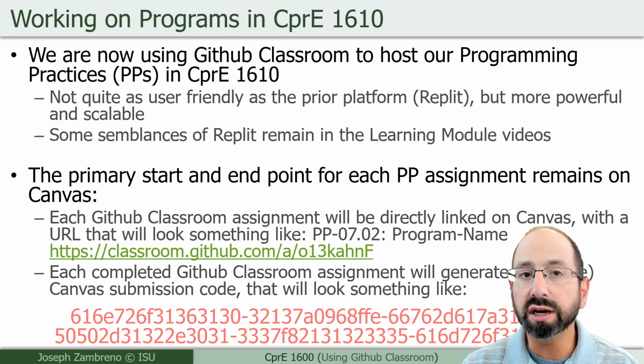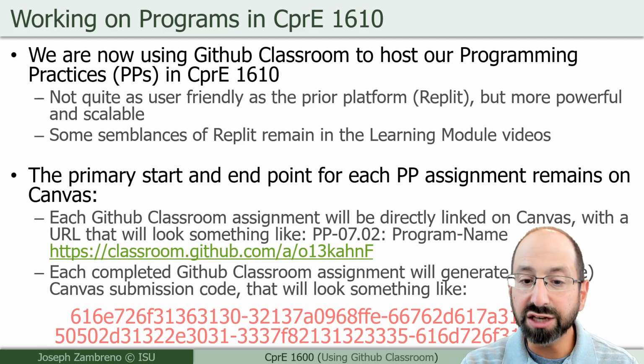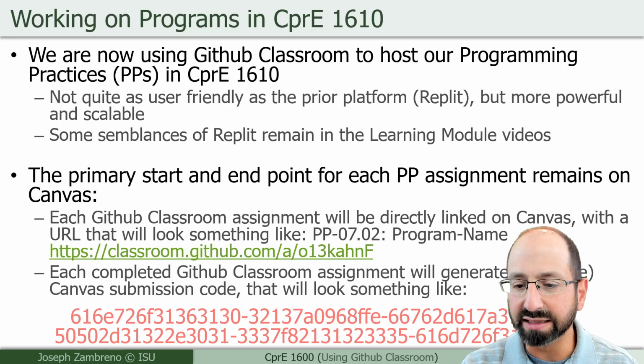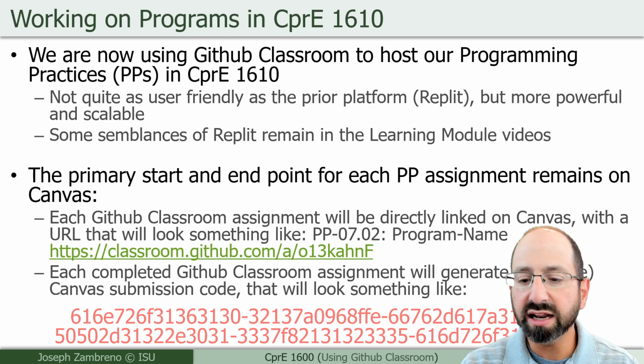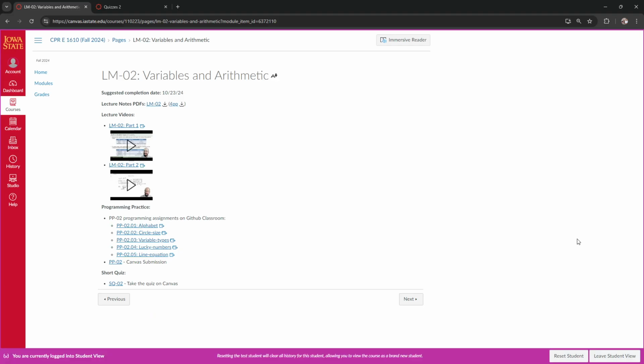The primary start and end point for each of these PP assignments is going to remain in Canvas. Each GitHub Classroom assignment will be directly linked in Canvas, and it'll have a URL that'll look something like the following, with classroom.github.com. After you've completed the assignment and your program passes all the tests, GitHub Classroom will generate a unique looking Canvas submission code that'll look something like the following. Let's get started from the Canvas perspective of where we begin with each of our assignments here.